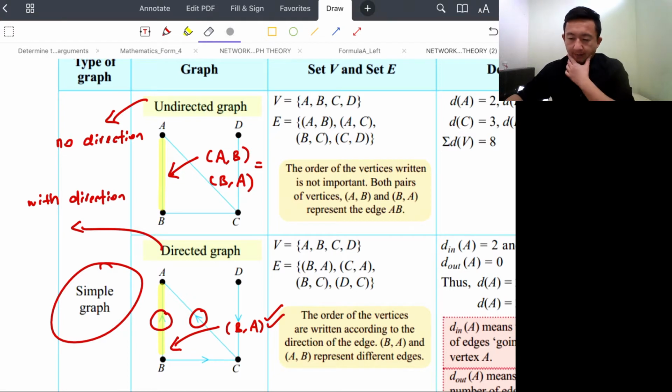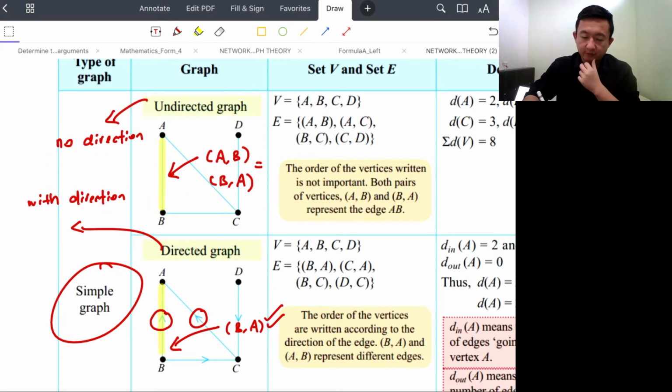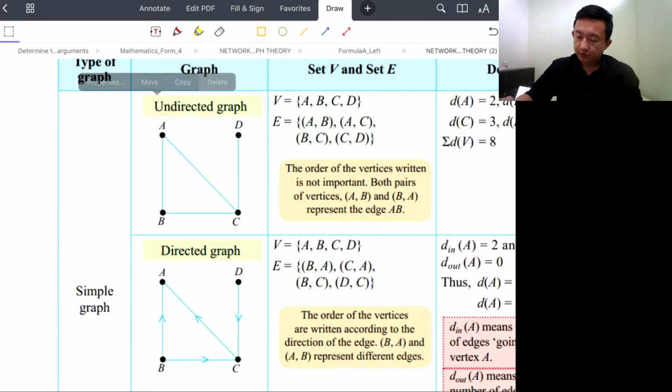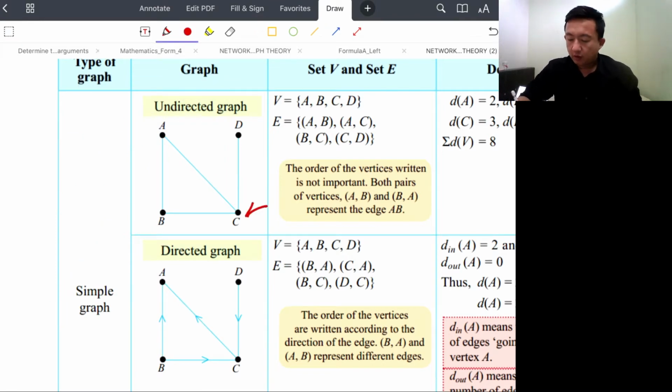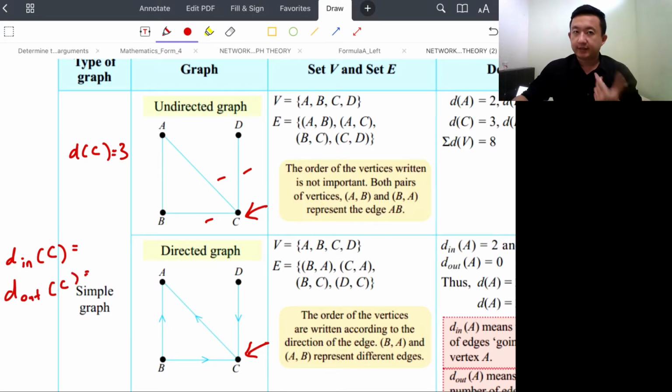One more thing, if you pay attention to vertex C, now I'll talk about the degree of a vertex. For an undirected graph, you will say that the degree of vertex C would be 1, 2, 3. There are 3 edges connected to it, so the degree is 3. In this case, because there are directions, it has to be more precise: D in of vertex C, D out of vertex C. In and out, I think by the word itself you understand.